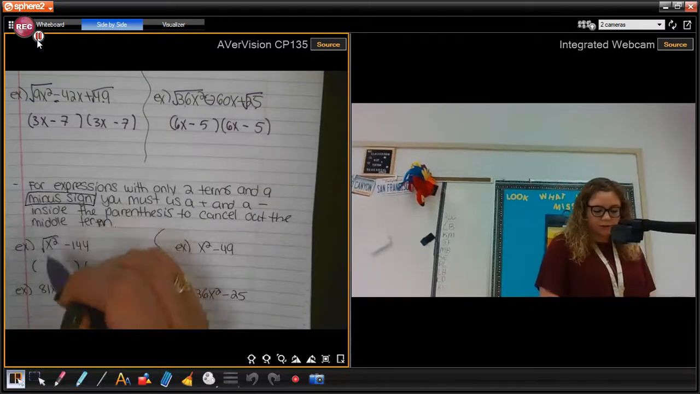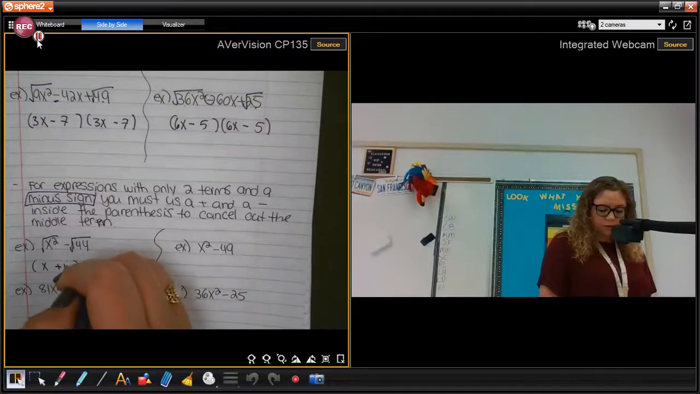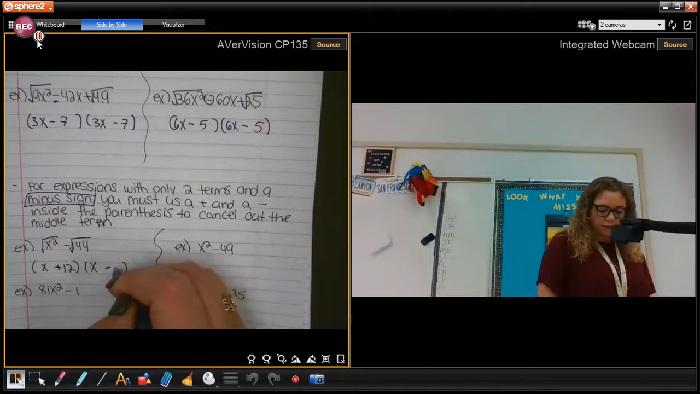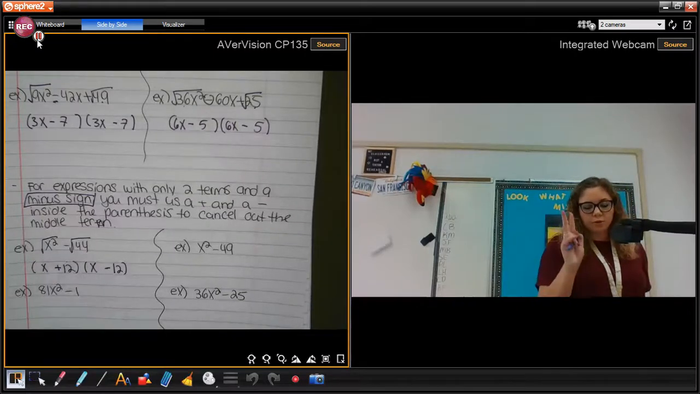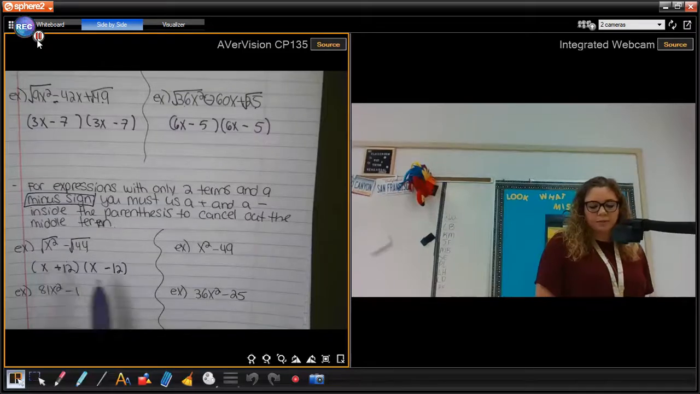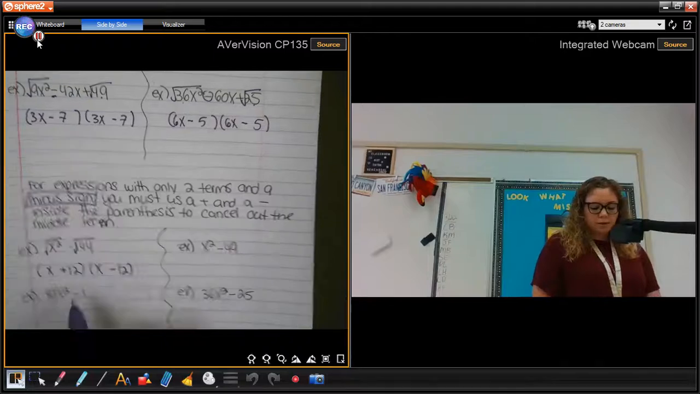So square root of x squared is x. Square root of 144 is 12. And it's going to be the same thing over here. So again, if you have perfect squares and you only have 2 terms with a minus sign, in one parentheses you're going to have a positive, the other you're going to have a negative. Same thing here.